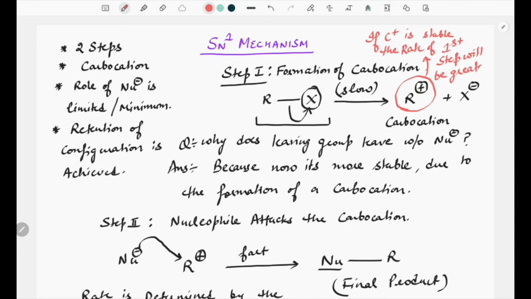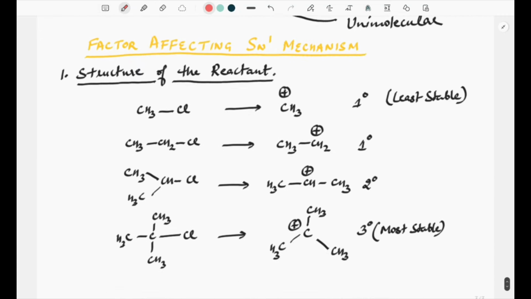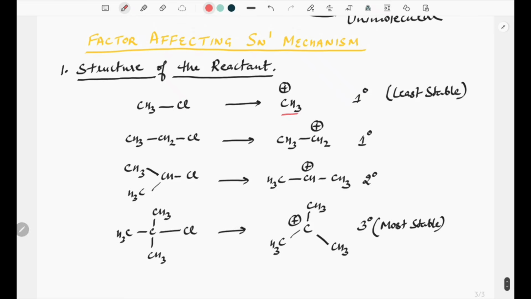The more stable it is, the sooner this first step will be completed. Therefore, if in the first step methyl carbocation is formed, then the reaction is going to be very slow, same as the case of primary, and when the carbocation is stable, the rate is moderate, and the rate will be the fastest when tertiary carbocation is formed.